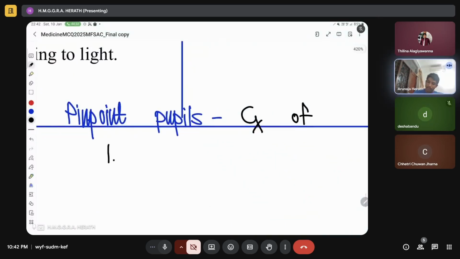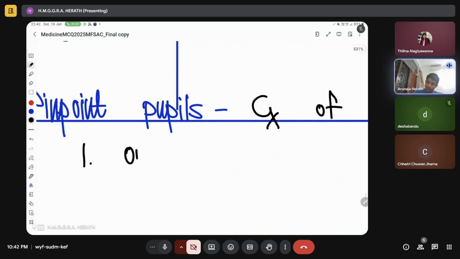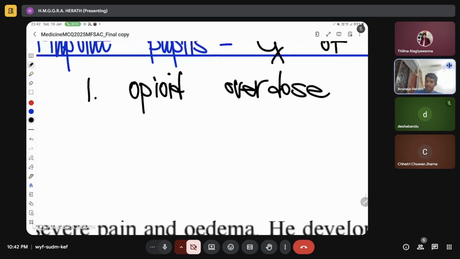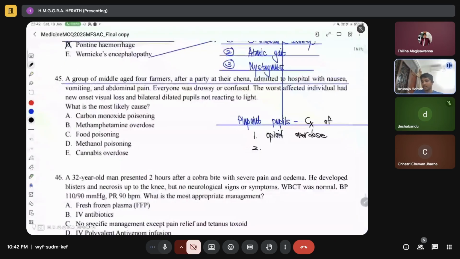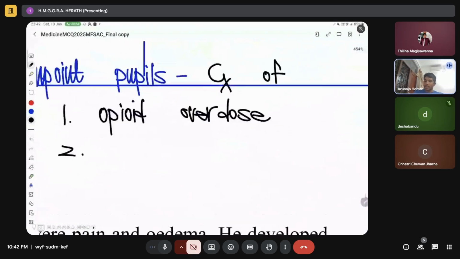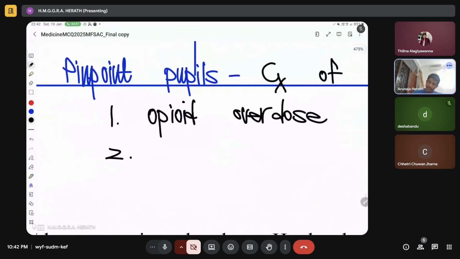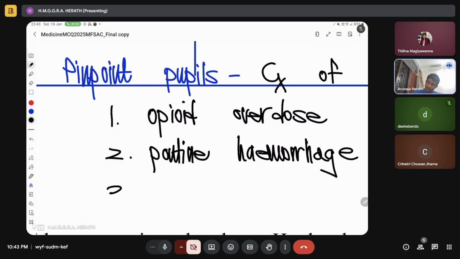Okay. Usually in opioid overdose. In Sri Lanka it is very uncommon because we don't give IV opioids to patients, so it is usually less common. What else? Pontine hemorrhage can also cause pinpoint pupils. Okay. What else can cause pinpoint pupils?